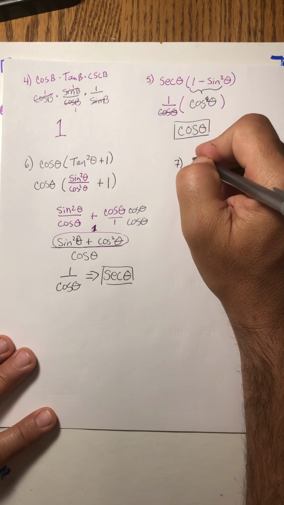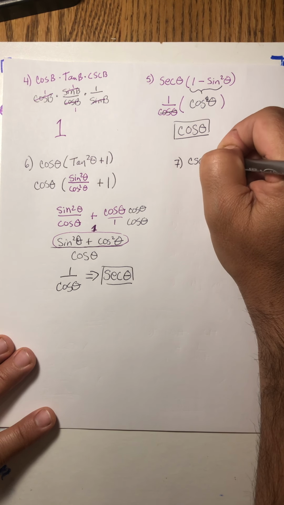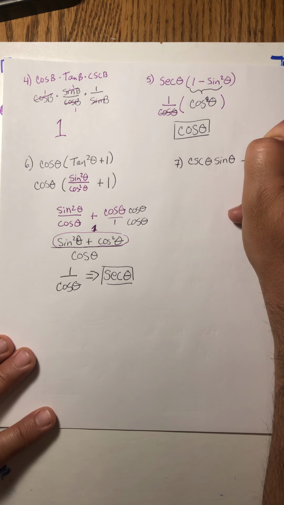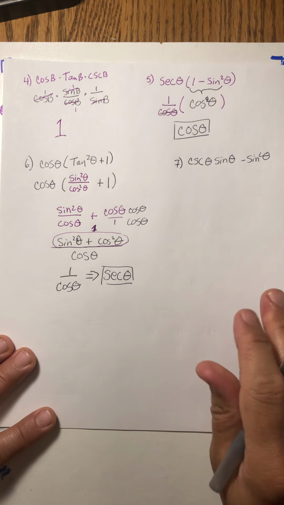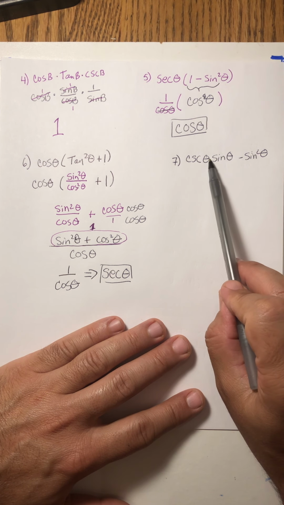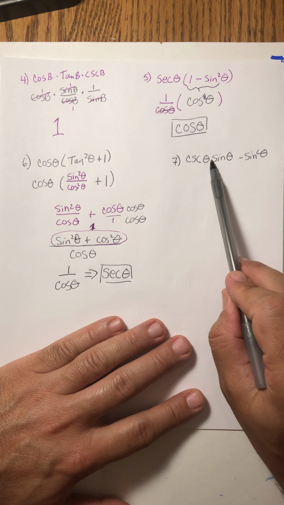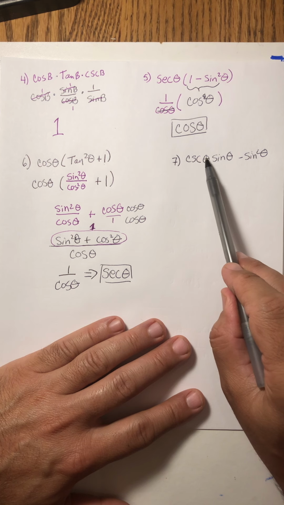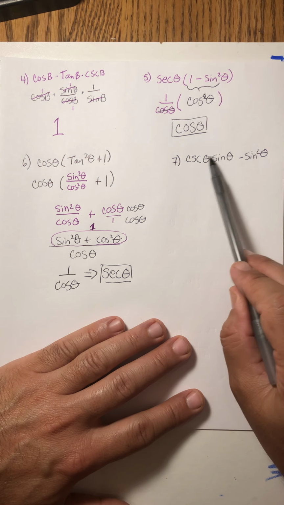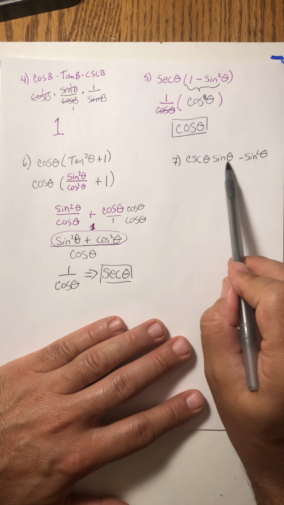And I'm going to show you something else. So cosecant of theta times sine of theta minus sine squared theta. All right, so what do these two mean next to each other? I didn't put a times. If there's no sign in between them, no operation in between them, it's a multiplication. So this is saying cosecant theta times sine of theta. I don't need to put a dot in between them. So this is a multiplication right here, this function times this function.